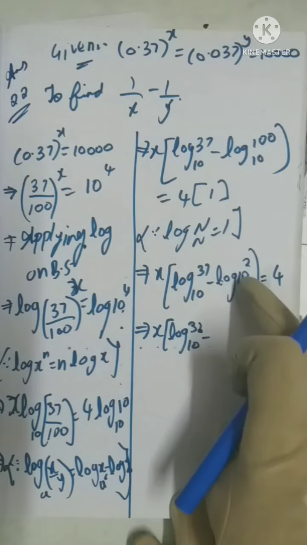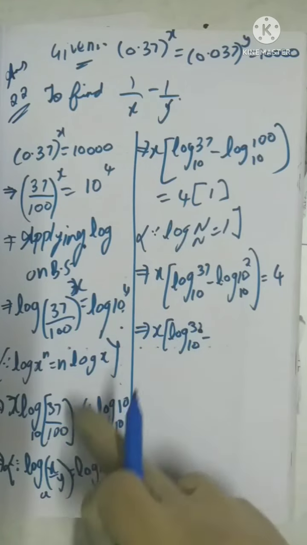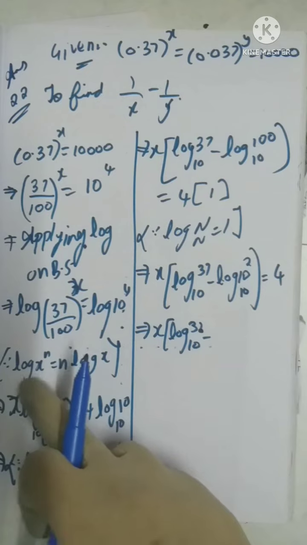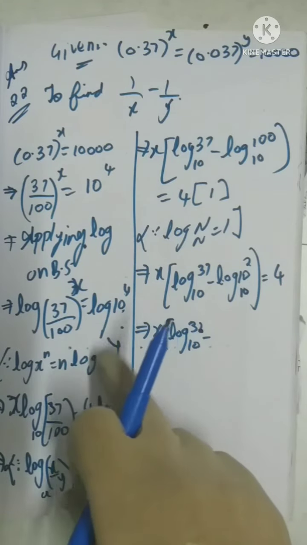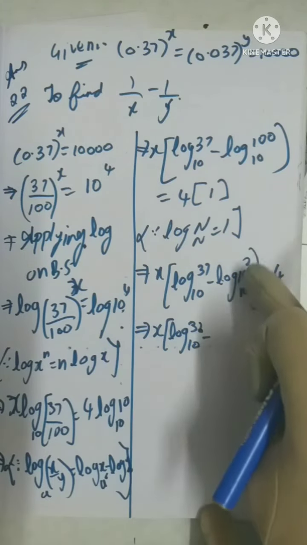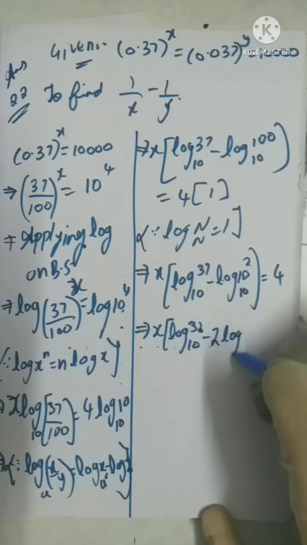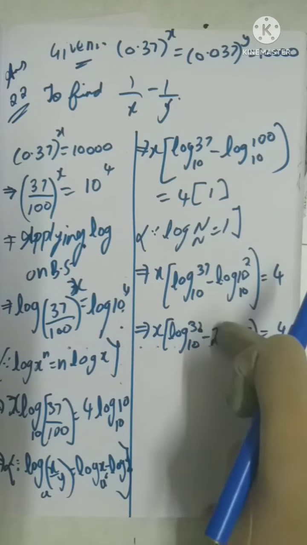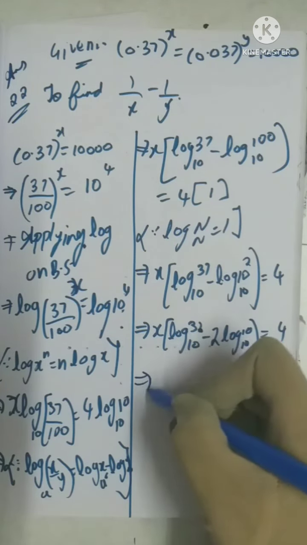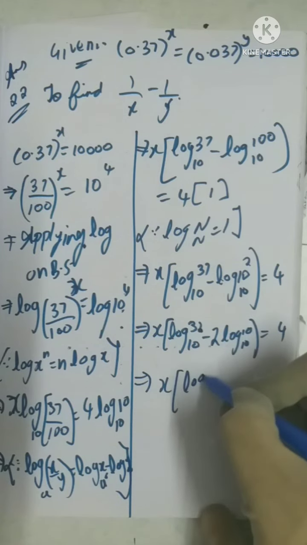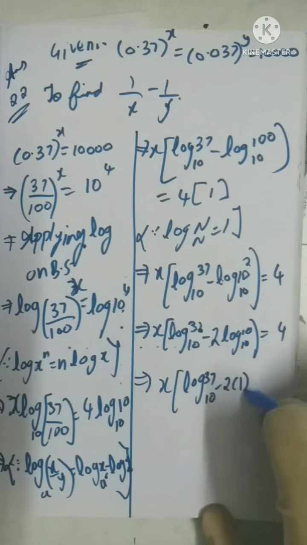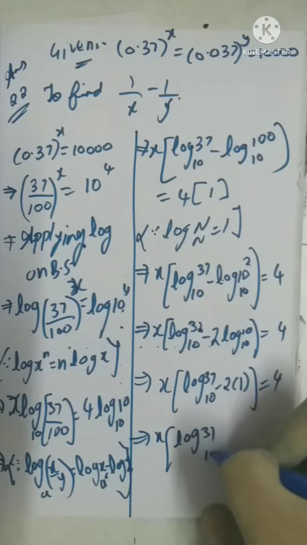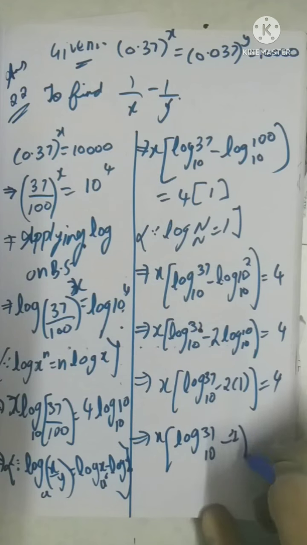Now this is equal to x into log 37 to the base 10 minus, it is of the form log x power n to the base a. If you write the formula one time, it's enough. What is log x power n to the base a? It is n log x to the base a. So minus 2 log 10 to the base 10 is equal to 4. Next, it is in the form of log n to the base n, so in place of log 10 to the base 10, I'll write 1. That is x into log 37 to the base 10 minus 2 into 1 is equal to 4. So minus 2 ones are 2 is equal to 4.